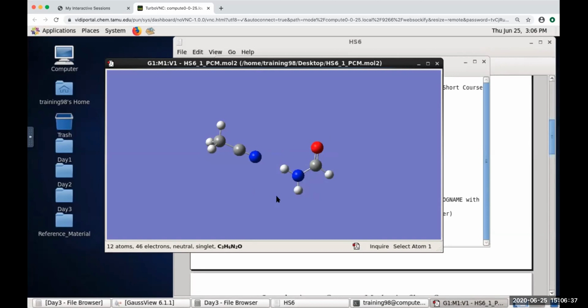I also want you to note that the formaldehyde is planar, right? Okay? And that's because we get pi distribution. So the lone pair that's on the nitrogen gets distributed, okay, along with the pi system in the CO. And that's why formamide is planar, okay? It's like a peptide bond.